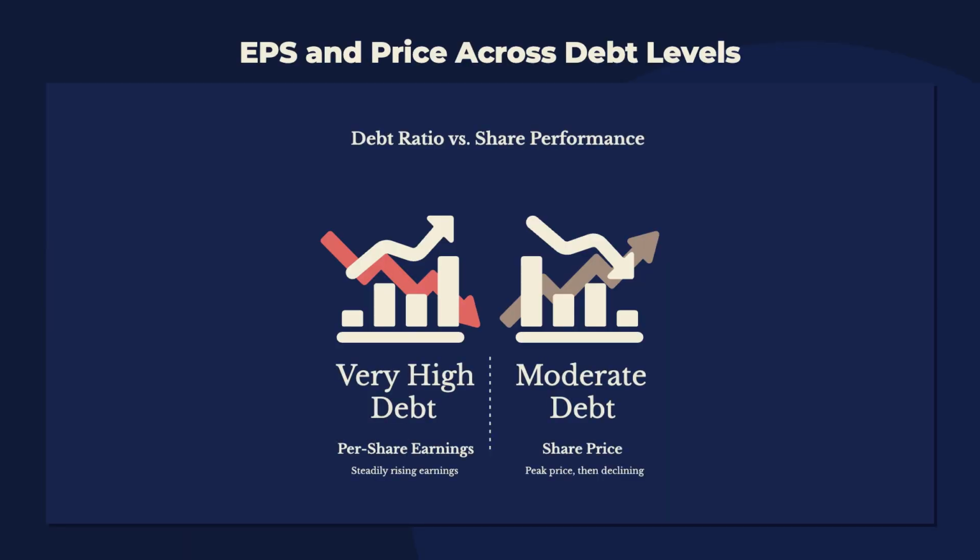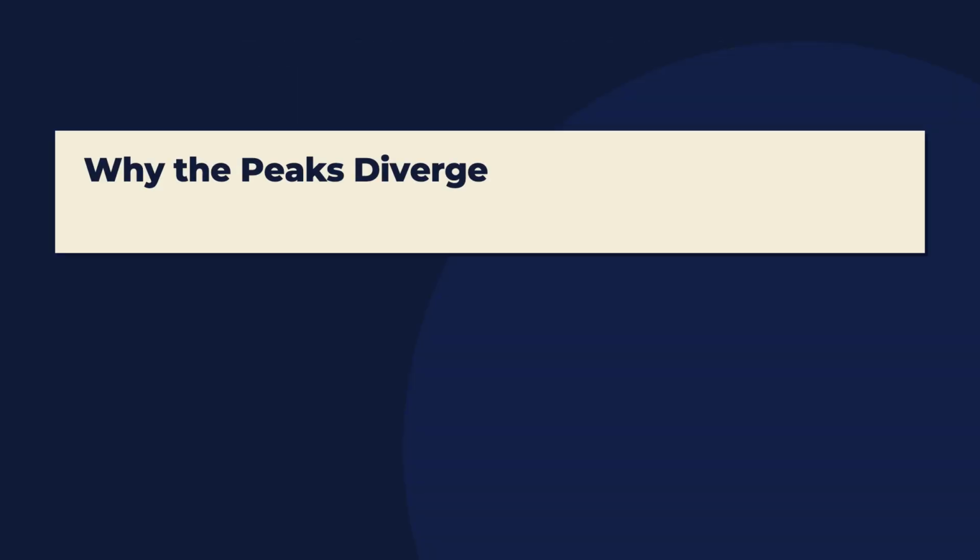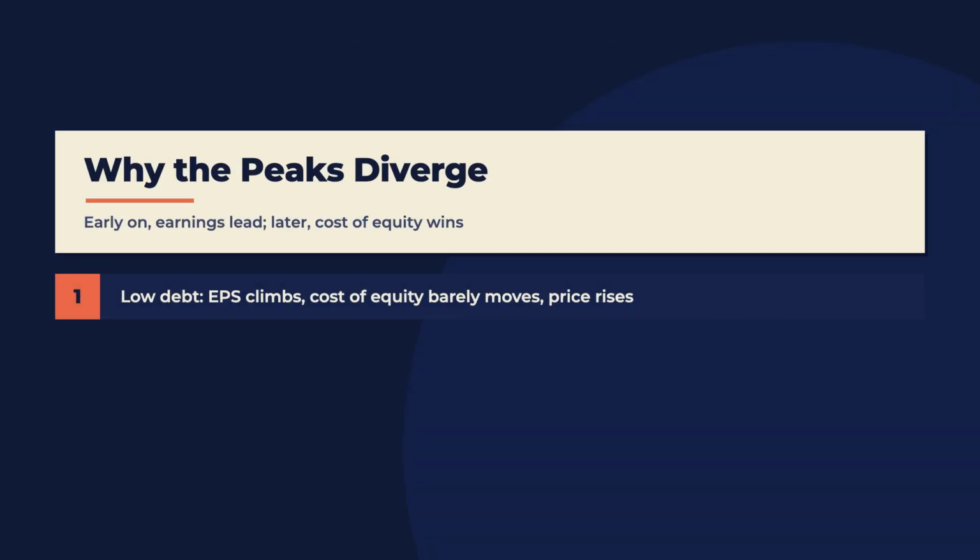Picture per-share earnings climbing steadily from low debt all the way to very high debt, while share price rises only to a moderate debt ratio before declining. The two peaks land in very different places, and that gap is the whole lesson. Early on, the earnings effect leads. Cost of equity has barely stirred, so price rises with earnings.